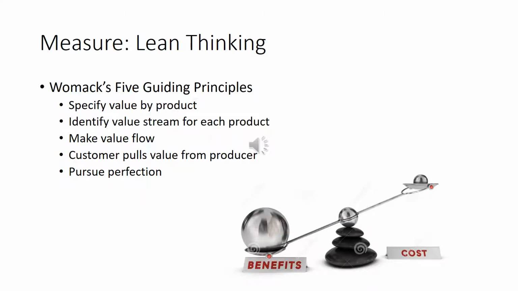So we need to start thinking about lean. And WOMAC has 5 guiding principles: specify value by product. Why would the customer pay for this? And if you can't remember what value is, it's benefits over costs, and your benefits have to outweigh your costs. Look at the little picture in this slide. And if you've got competition, if they've got more benefits, less costs than you, you're going to have issues, right? So you've got to specify value by product.